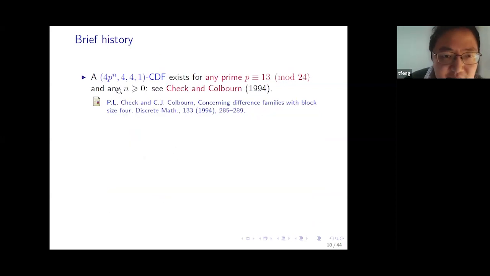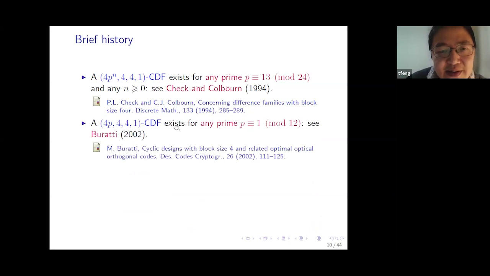And so the next case is, how about (p^n,4,1)? But here, according to the definition, a (p,4,1) design cannot exist in this form, actually because the first parameter v must be a multiple of 4. So it must at least be (4p,4,1), or (4p^n,4,1). Chen and Cohen first considered this case. And Buratti constructed a (4p,4,1) CDF for any prime p that is 1 modulo 12.